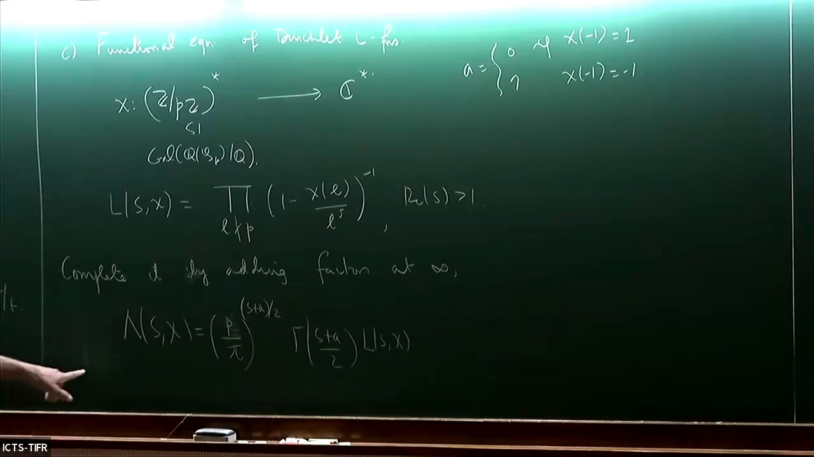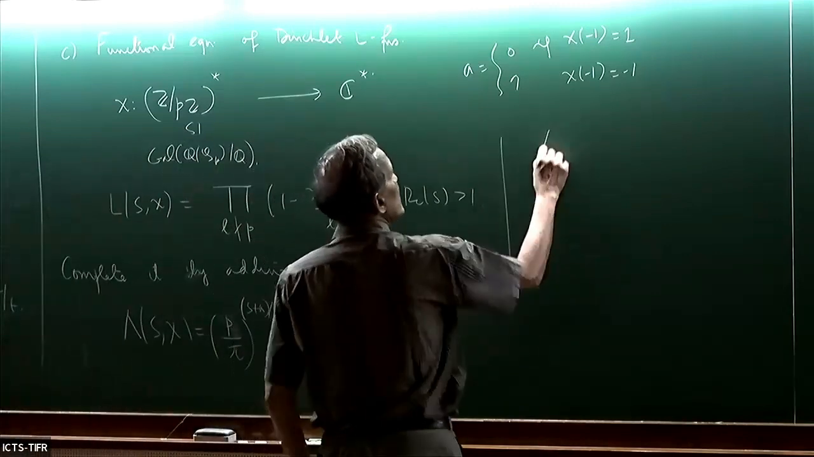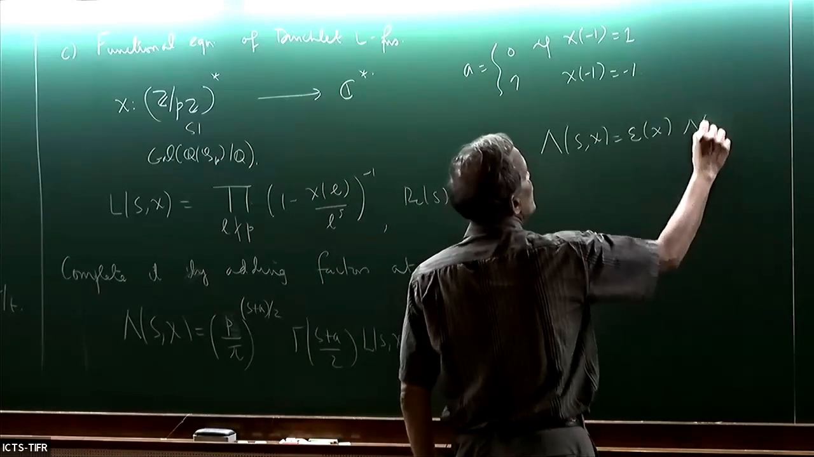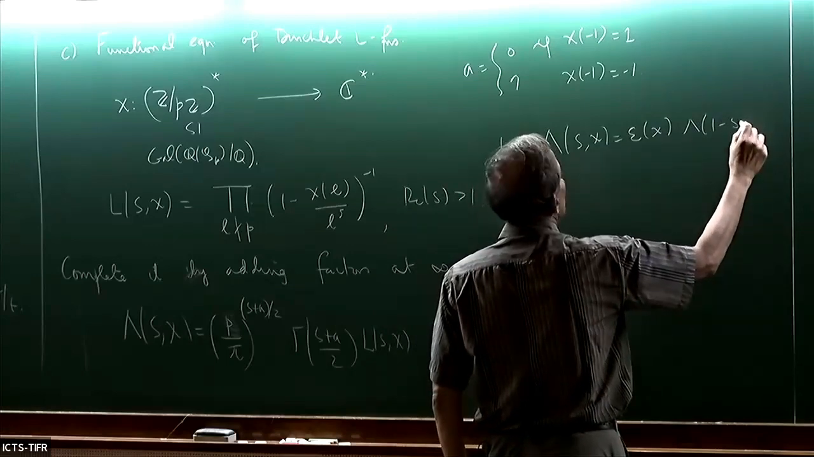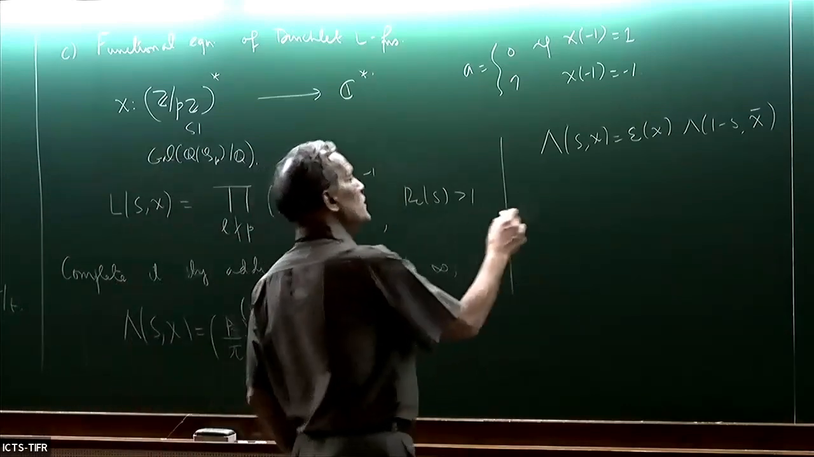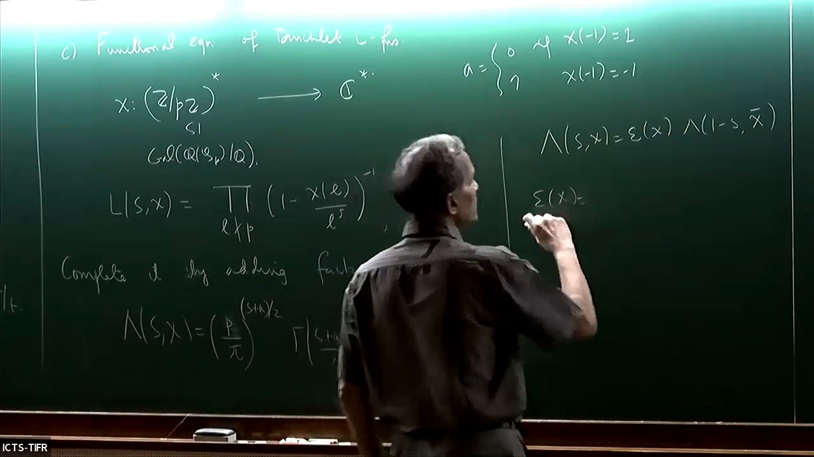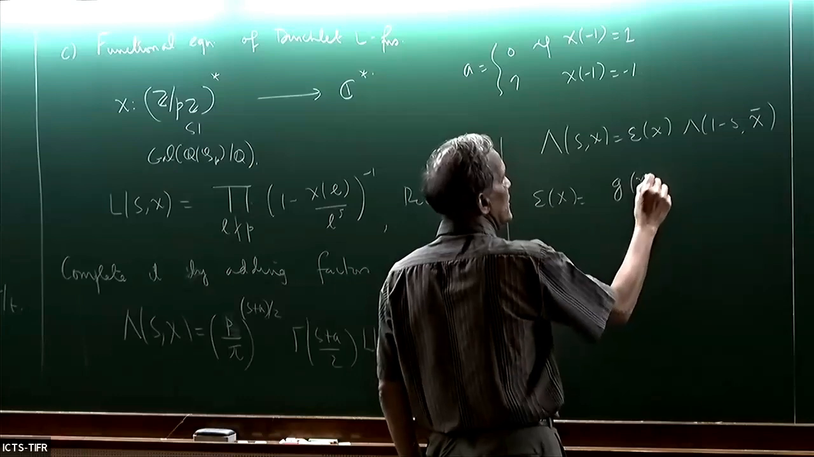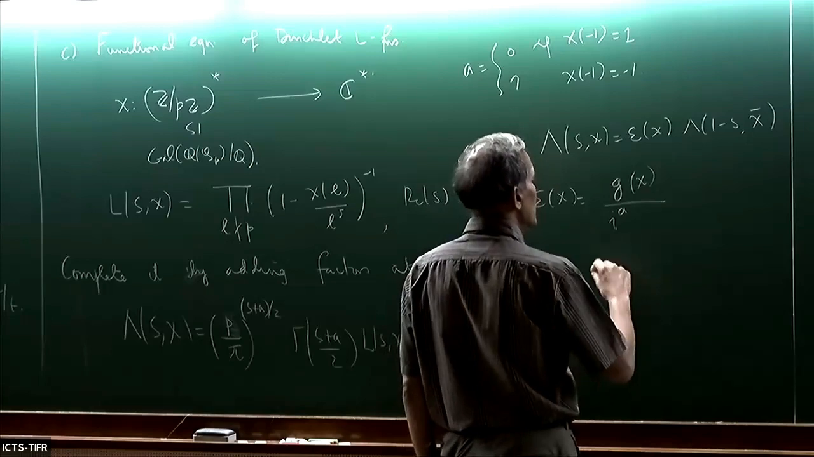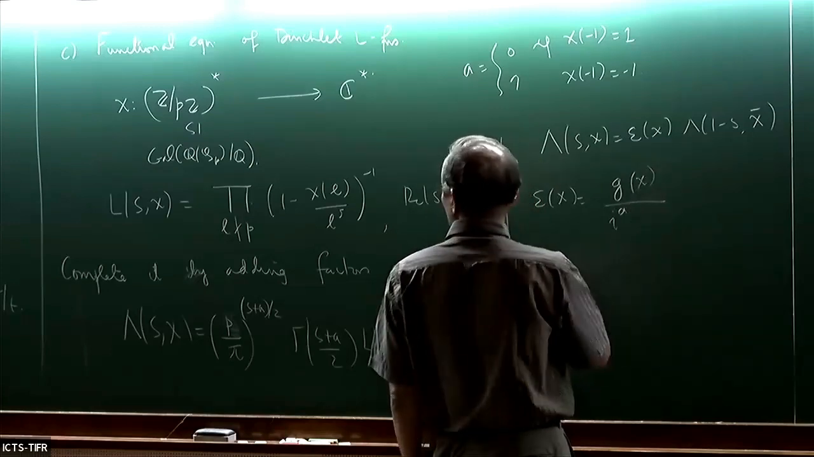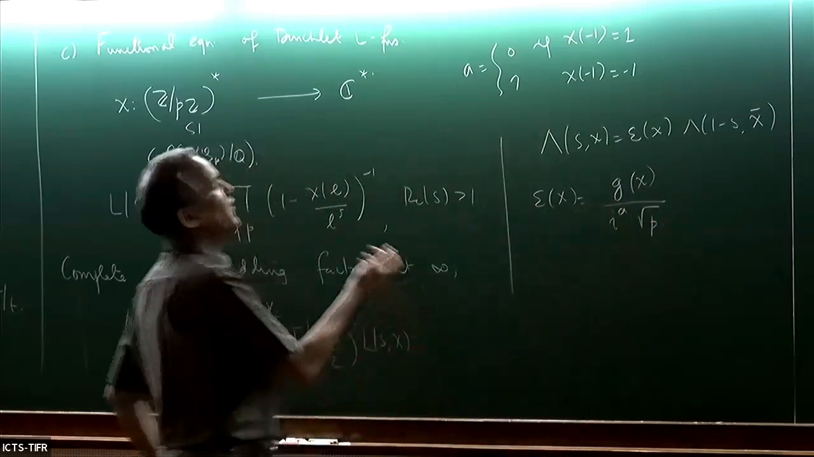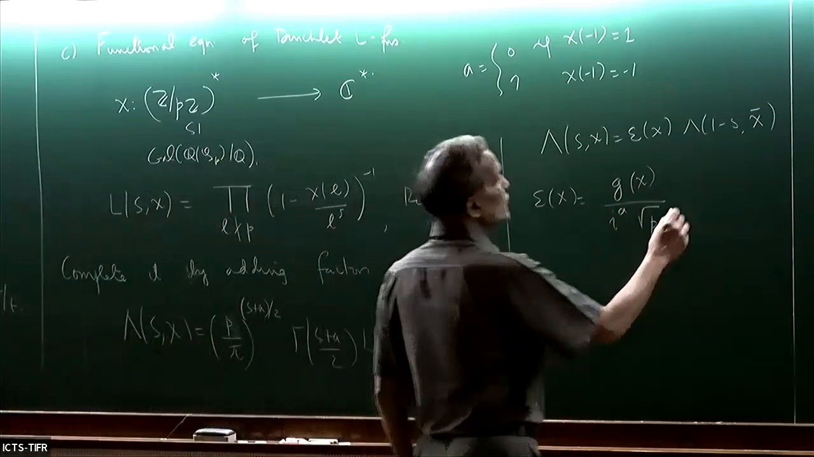And what you have is a functional equation: lambda(s, chi) is epsilon(chi) times lambda(1 minus s, chi bar), where chi bar is the complex conjugate. And what is epsilon(chi)? Epsilon(chi) is a Gauss sum, and here I'm always a bit puzzled about the presence of i and whatnot, but maybe it doesn't matter, divided by the square root of p. This is basically the sign of the Gauss sum.